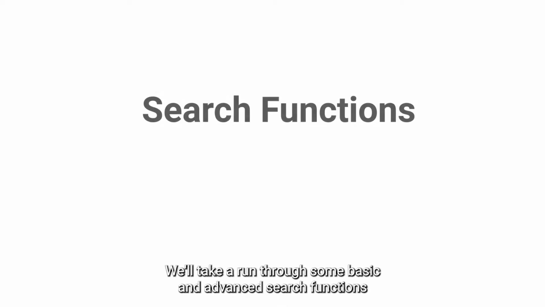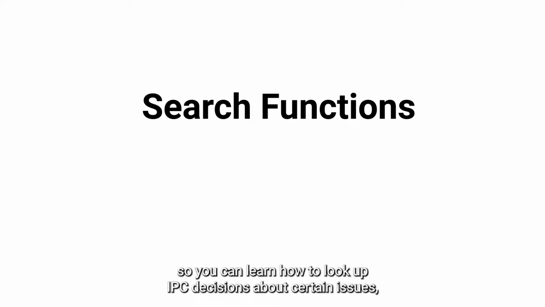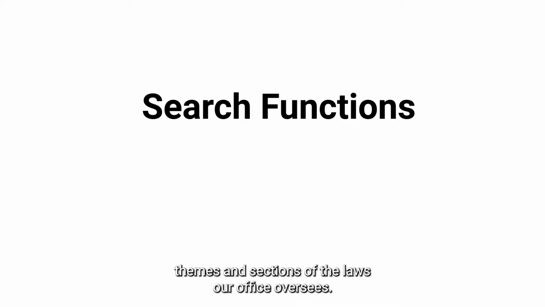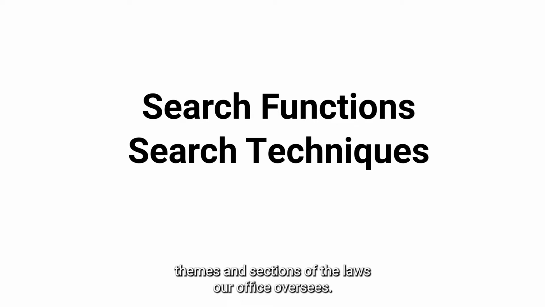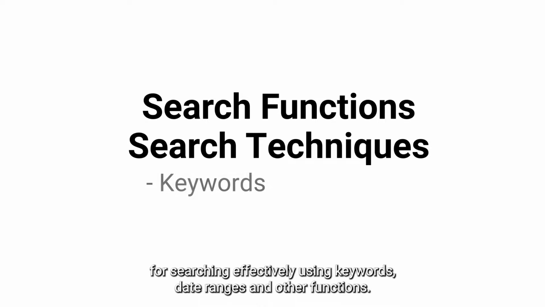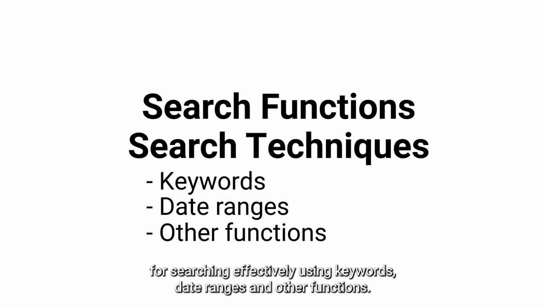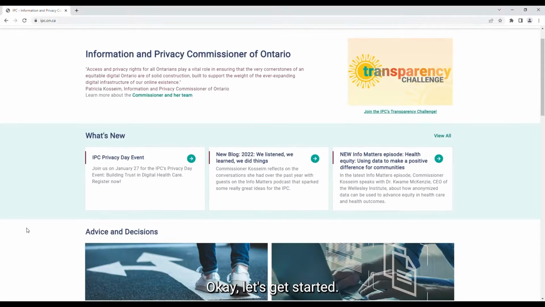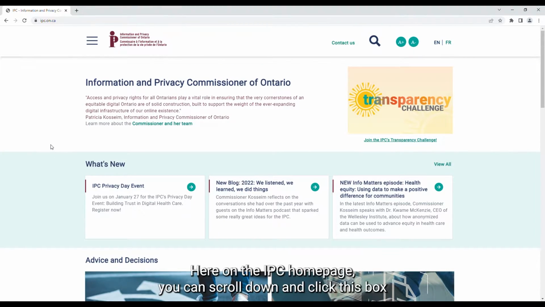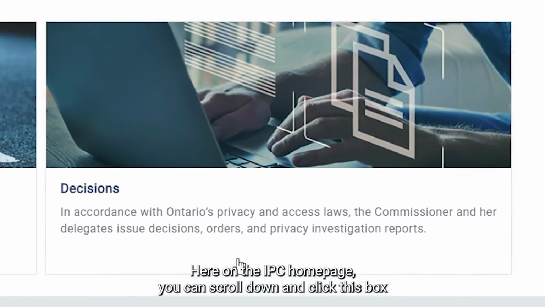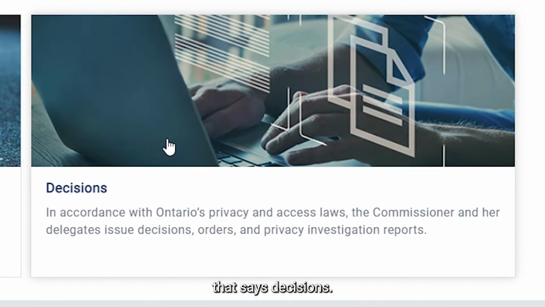We'll take a run through some basic and advanced search functions so you can learn how to look up IPC decisions about certain issues, themes, and sections of the laws our office oversees. You'll learn techniques for searching effectively using keywords, date ranges, and other functions. Okay, let's get started. Here on the IPC homepage, you can scroll down and click this box that says Decisions.